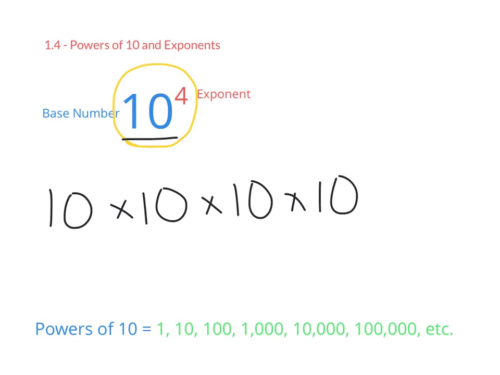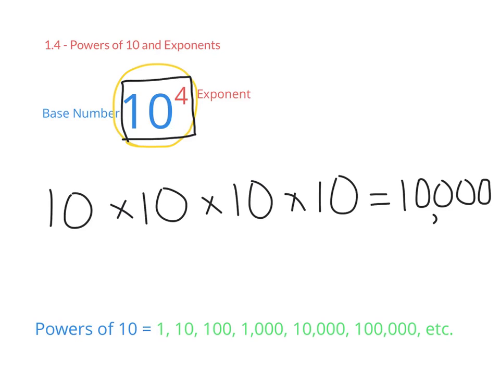So this right here, which we say 10 to the 4th, 10 to the 4th is equal to 10 times 10 times 10 times 10. We're multiplying 10 4 times. And then you can also say that that is equal to 10,000, because 10 times 10 times 10 times 10 is 10,000.